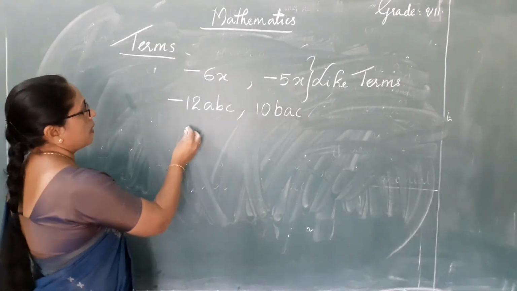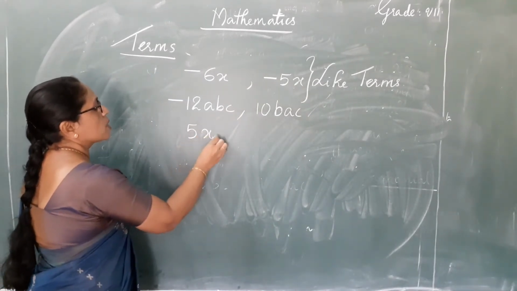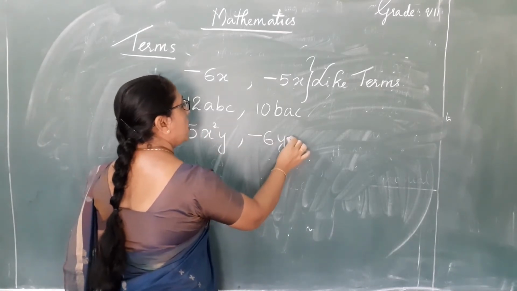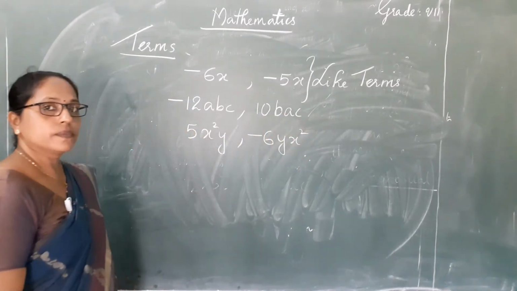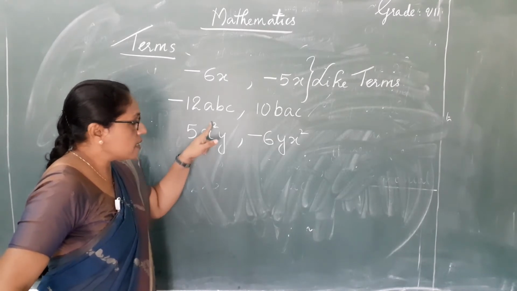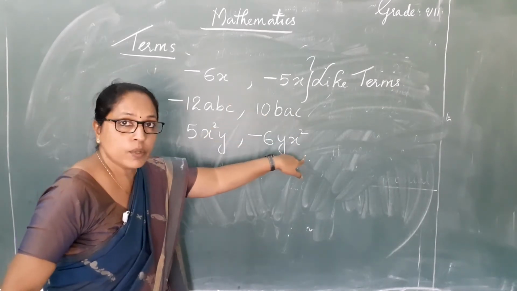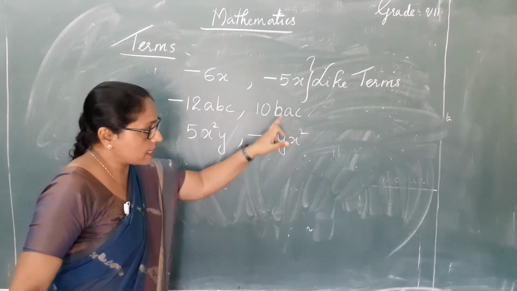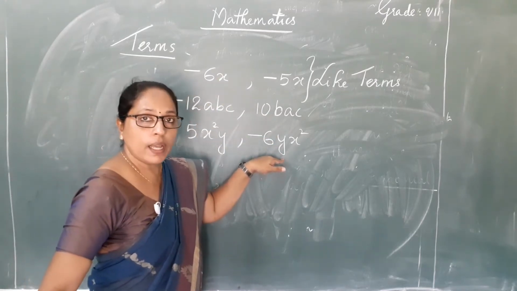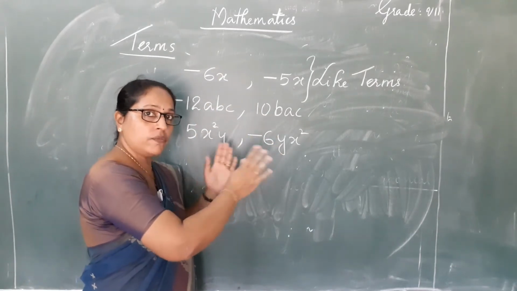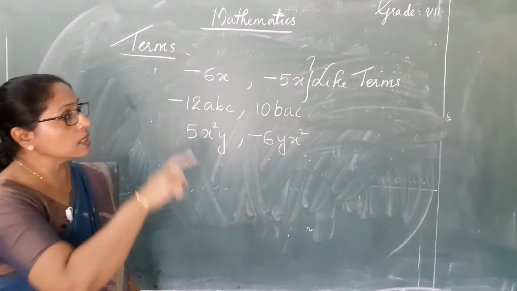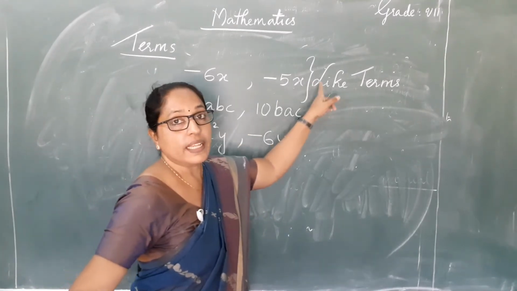Okay, another example, 5x square y and negative 6yx square. Here also we could see that the literal coefficients are, here it is x square. So you have to check the other term also, whether x square has come. Yes, exactly it is there. Now here it is y, and in the other term also we could see y. So even though the order of putting the literal coefficients is changing, they are same. So such terms are known as like terms.